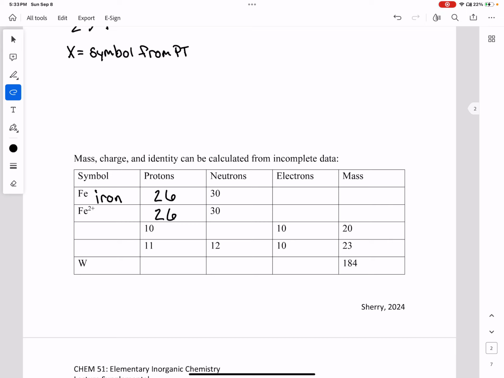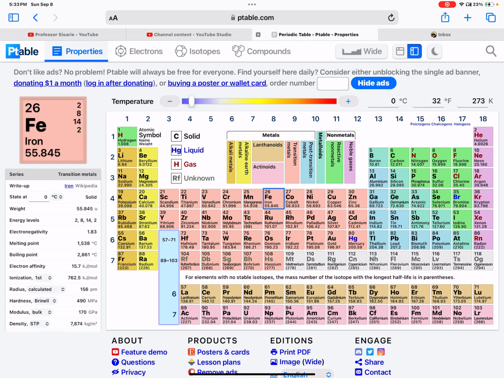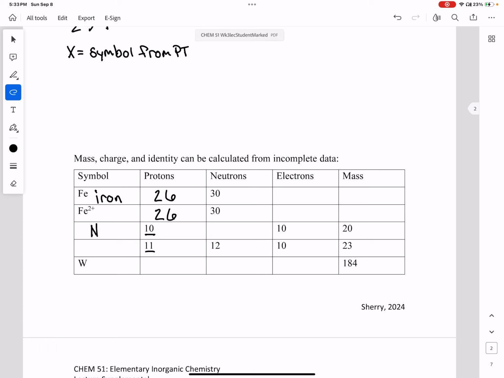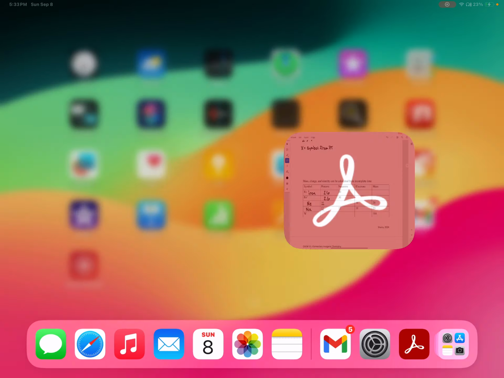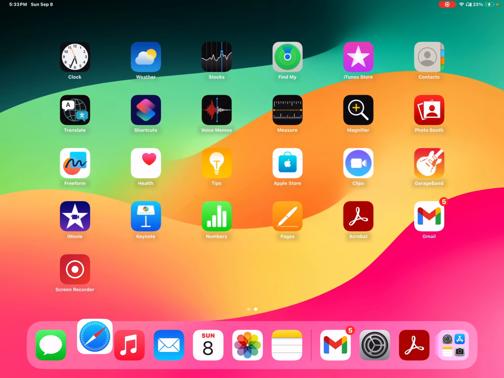Now let's look for what has 10 protons and what has 11 protons. We can look for those at once. Number 10 is neon, and number 11 is sodium. Then this W here, that's another one with the Latin name. It's tungsten, and that's all the way down here. That's number 74, so we have 74 protons.